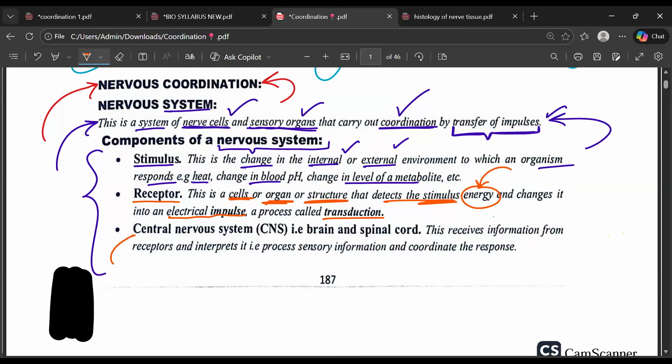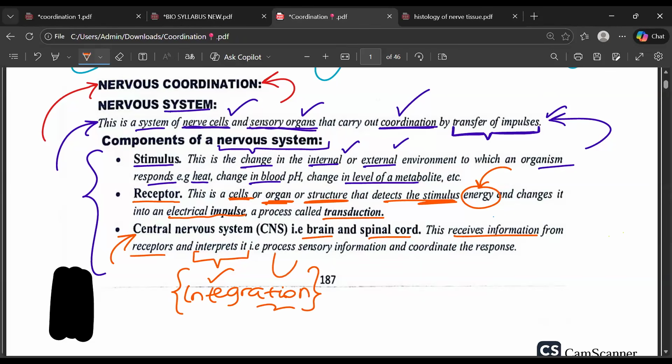Okay, central nervous system, the CNS, brain and spinal cord. They receive information from the receptors, didn't we see that? And they do the interpretation, because we know the brain is the control center. It's the one that does the interpretation. Next time they can call it the integration. So you should be okay with everything. The comprehension, integration, interpretation, processing, it's even here.